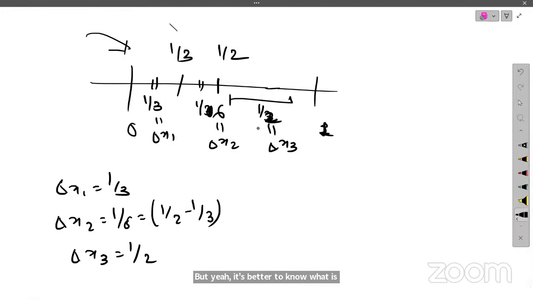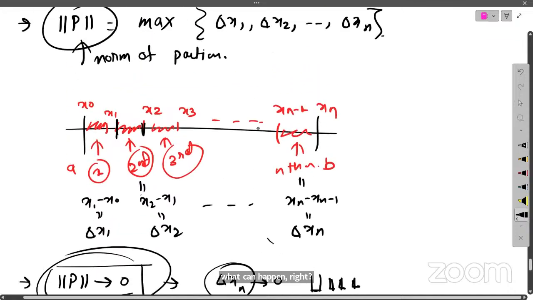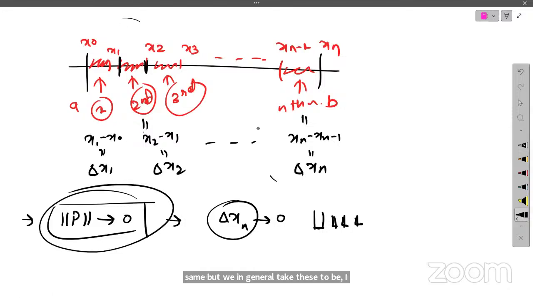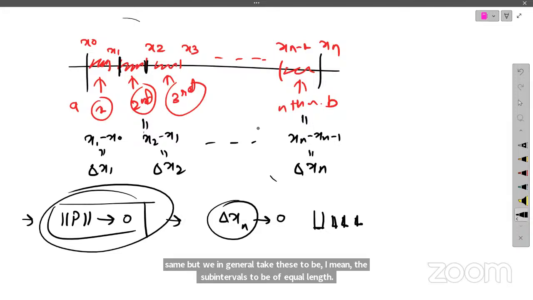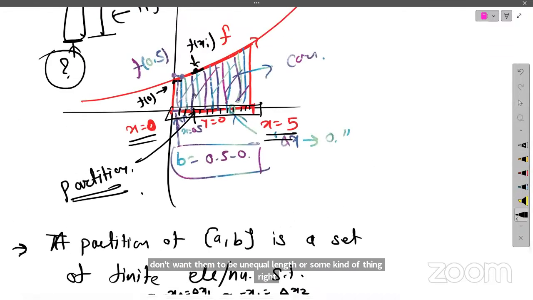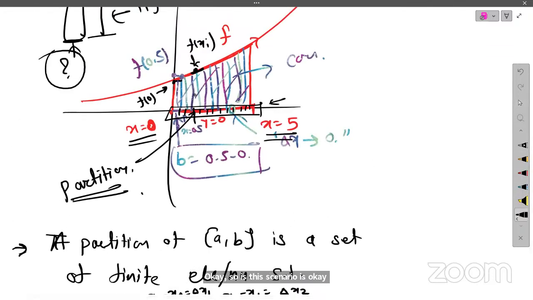Because this is also one kind of partition. It's not always the case that delta xi's are all the same, but in general we take the subintervals to be of equal length. We don't want them to be of unequal length. So what we want to do is increase the number of rectangles in our particular area so that we can get a good approximation.